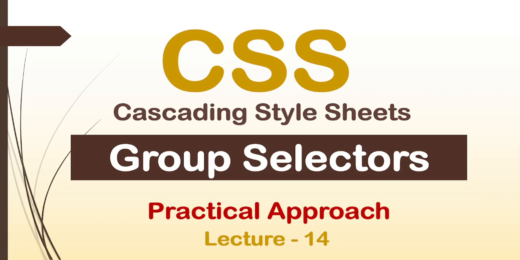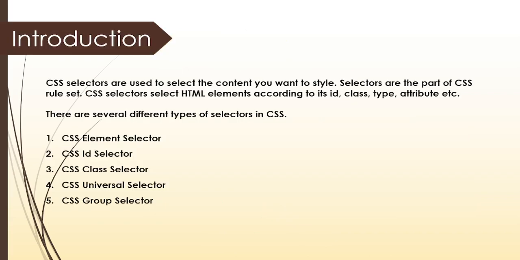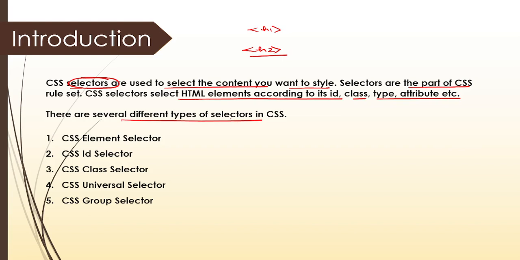Before moving to the group selector, you should know the basic meaning of selectors. As we have discussed so many times, cascading style sheet selectors are used to select the content you want to style. For example, in your HTML page, if I want to style my H1 and H2 elements, then definitely you can use CSS selectors. Selectors are part of a CSS rule set and select HTML elements according to their ID, class, type or attribute. We have discussed several types of selectors in previous lectures.